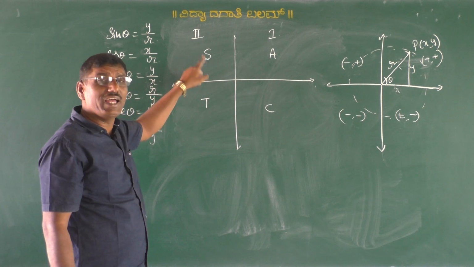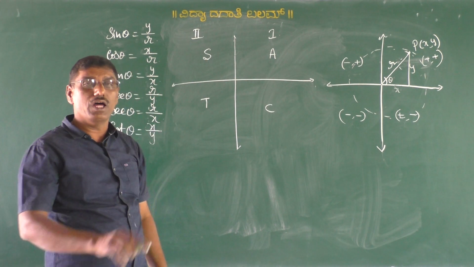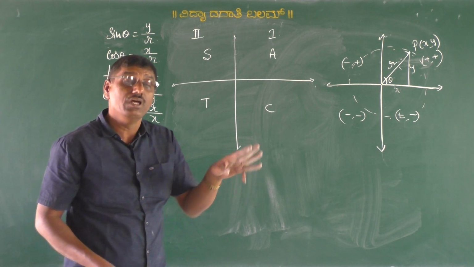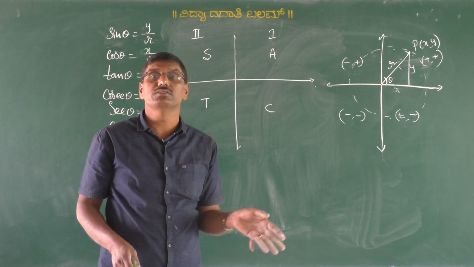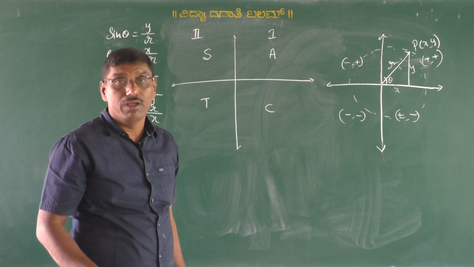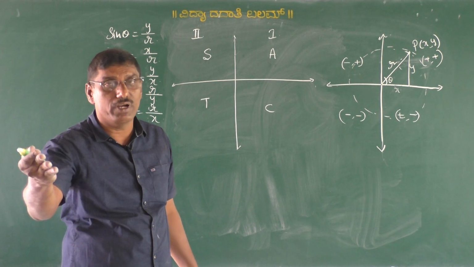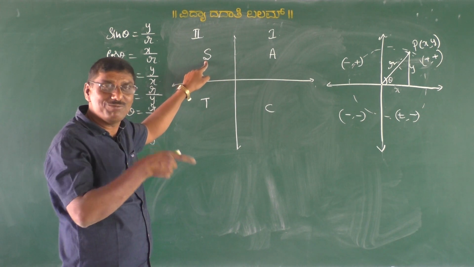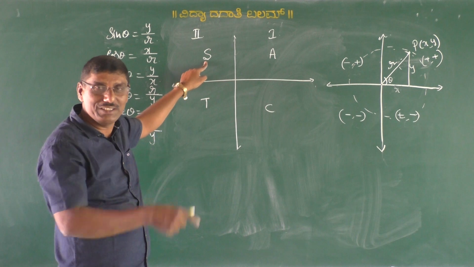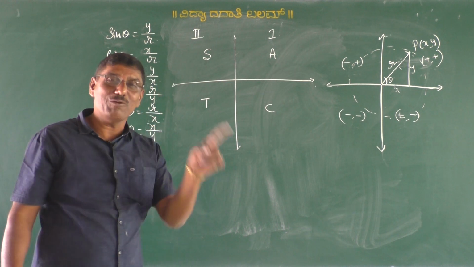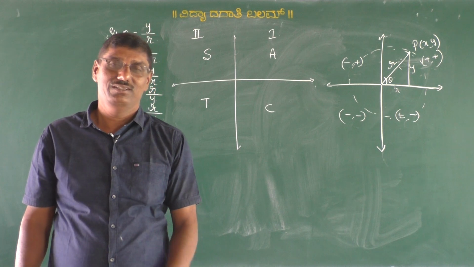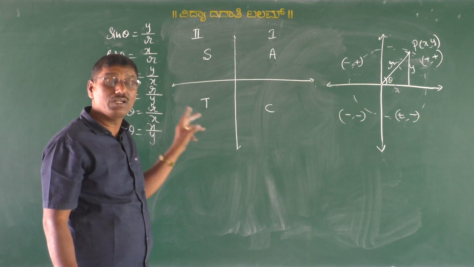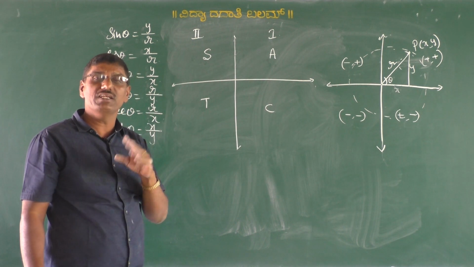S means sine and cosecant are positive. The remaining four are negative. If you know the positives of trigonometric functions, then easily we can remember the negatives in the respective quadrants. S means sine, and you know the reciprocal of sine is cosecant. That means sine and cosecant are positive, the remaining are negative.